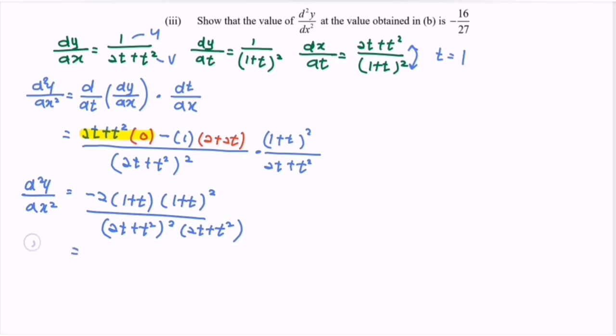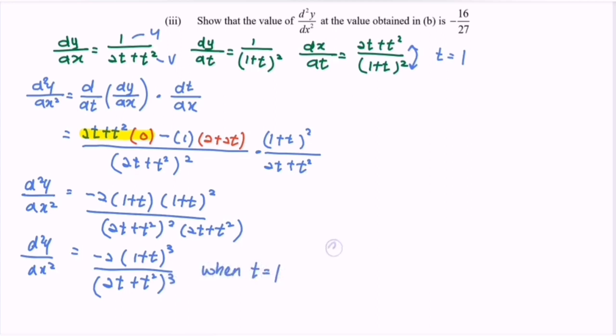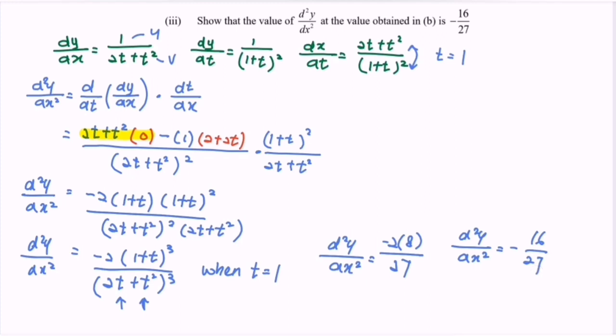Continue. The second derivative would be negative 2 (1 plus t) cubed over (2t plus t squared) cubed. When t is equal to 1, kindly substitute. The value for the second derivative would be, if we substitute in this part 1 plus t, we will have negative 2 times 2 cubed, and then we have it over, if we substitute 1, we will have 3 to the power 3, which is 27. So finally, the second derivative is equal to negative 16 over 27, and we can say we already showed the situation.